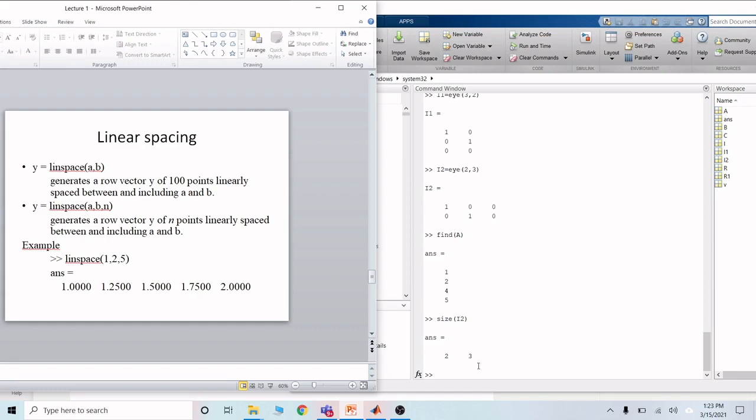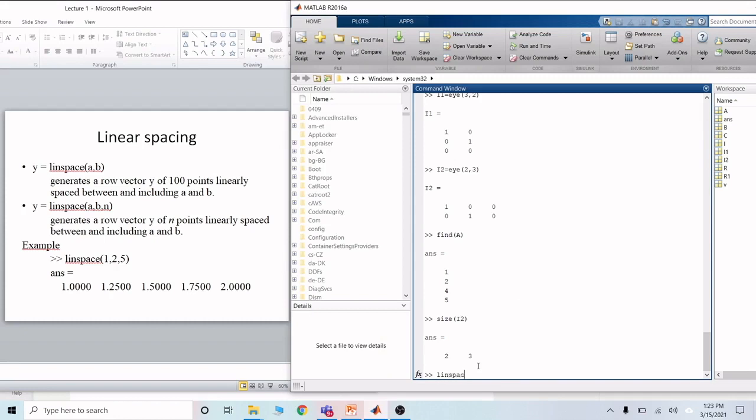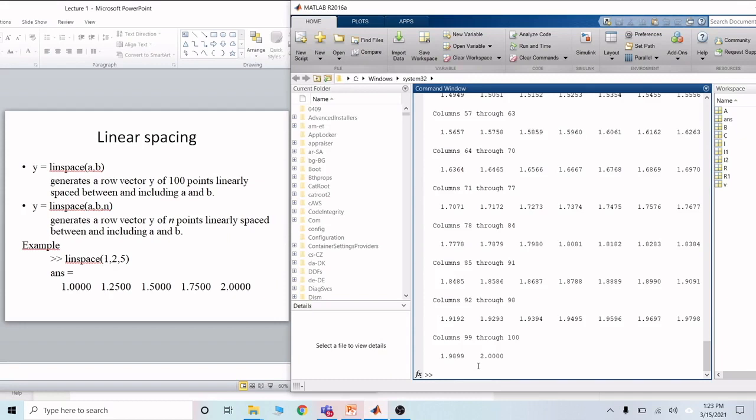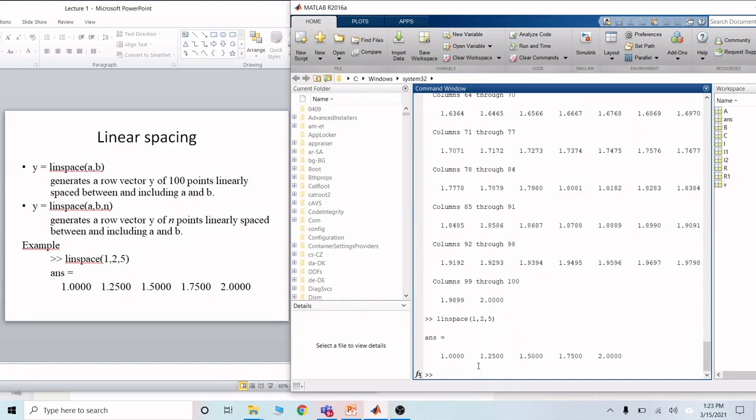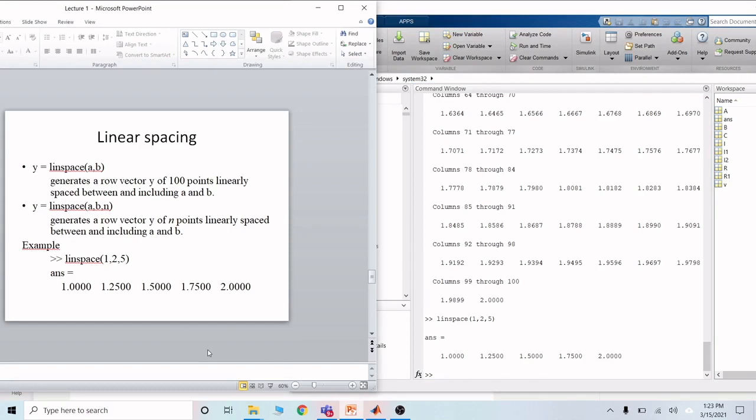I'm showing you linspace(1,2): 100 points between 1 and 2, equally distributed, including 1 and 2. But linspace(1,2,5) gives only 5 points: 1, 1.25, 1.5, 1.75 and 2. It's like a row vector.